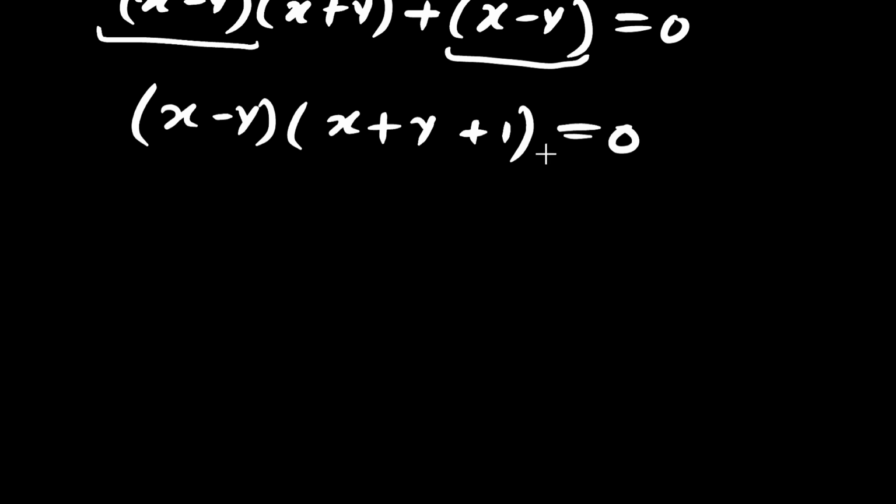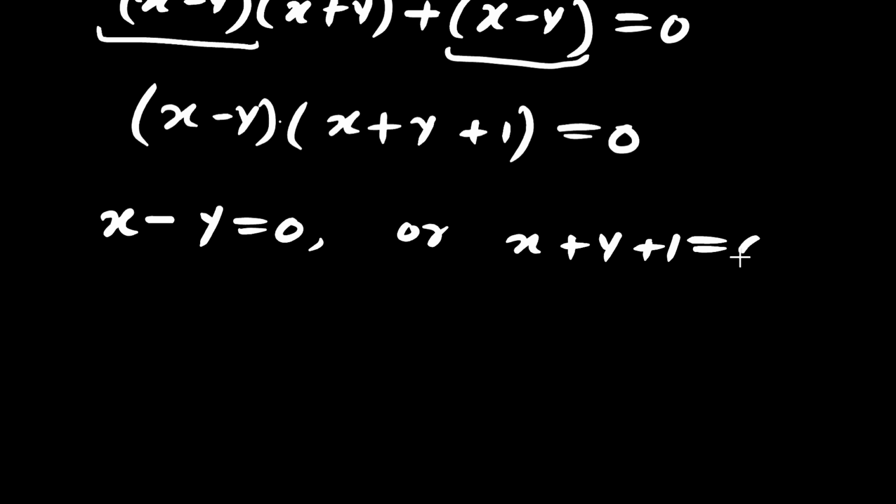Whenever the product of two expressions equals 0, at least one of those expressions must be 0. So we have two possibilities. Either x minus y equals 0 or x plus y plus 1 equals 0.